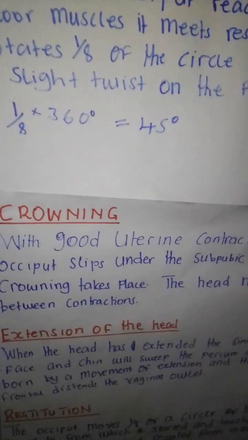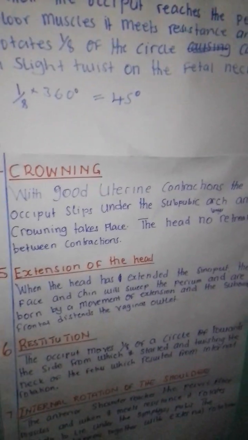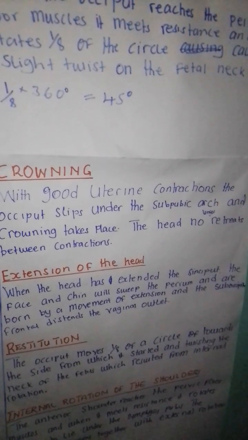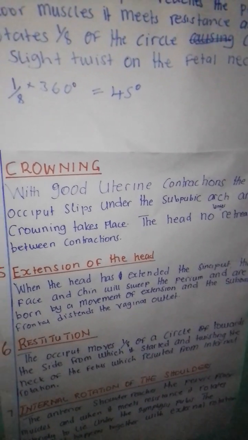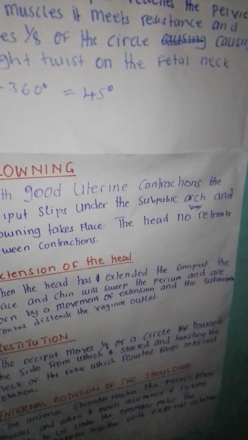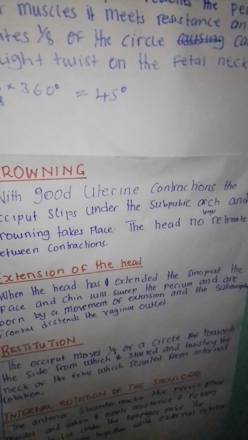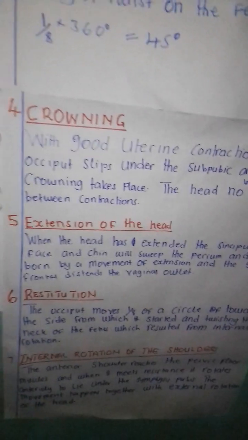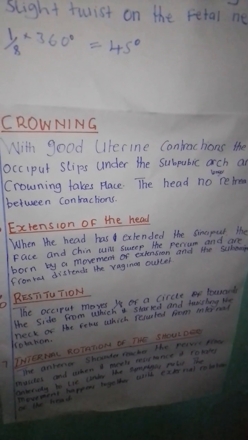Number four, we have crowning. With good uterine contractions, the occiput slips under the subpubic arch and crowning takes place. The head no longer retreats between contractions. So the head no longer recedes between contractions. Then number five, we have extension of the fetal head.